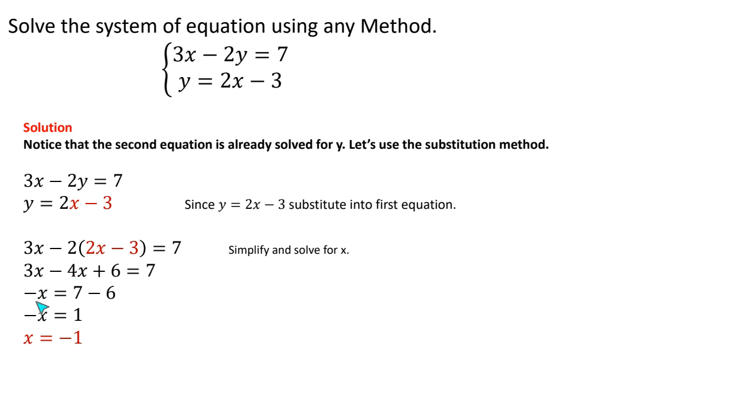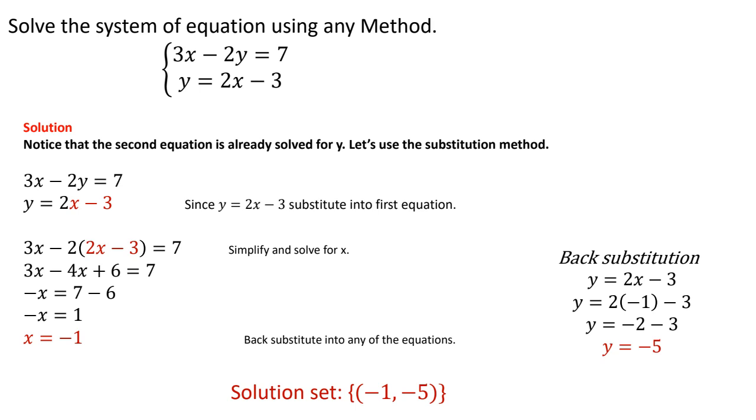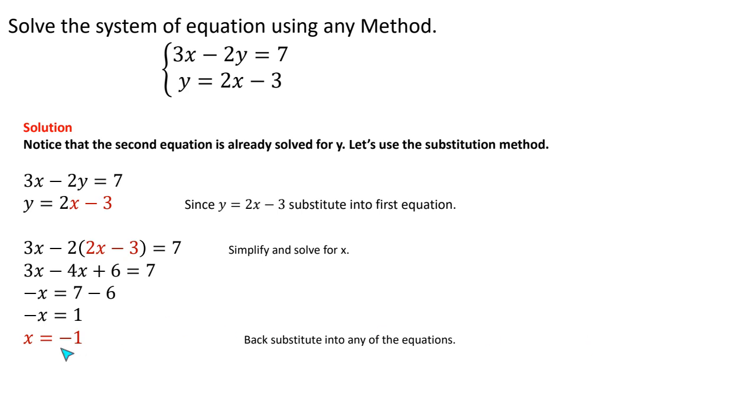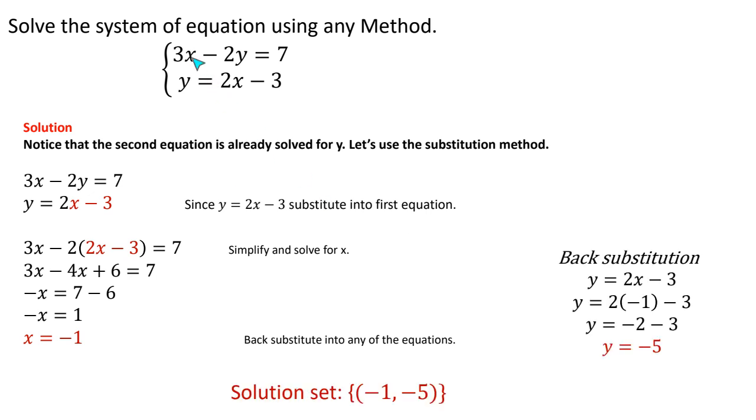3x minus 4x is negative x. And I'm going to subtract 6, so I get 7 minus 6 is 1. Divide by negative 1, I get x equals negative 1. Back substitute it, and I end up with y equals 2 times negative 1 minus 3, which is negative 5. So again, when you back substitute, you don't have to use this equation. You could have used the first equation, and you'll still get the same answer. So your solution set is negative 1, negative 5.